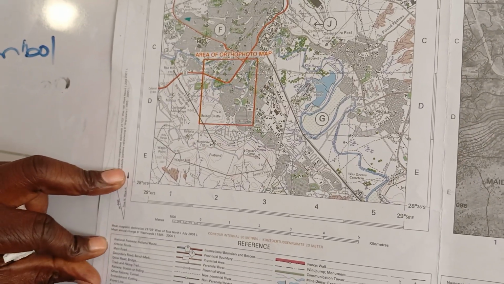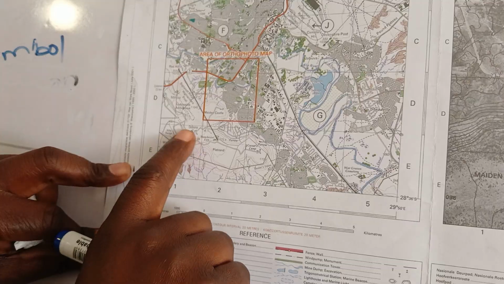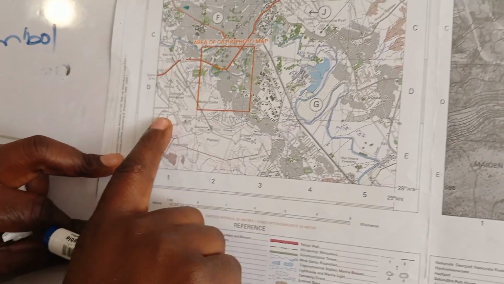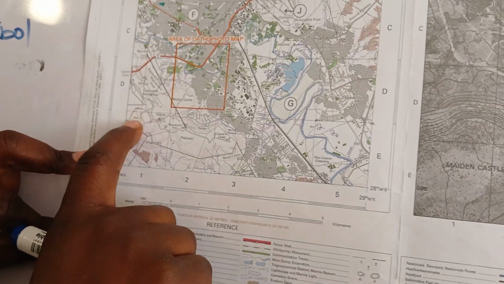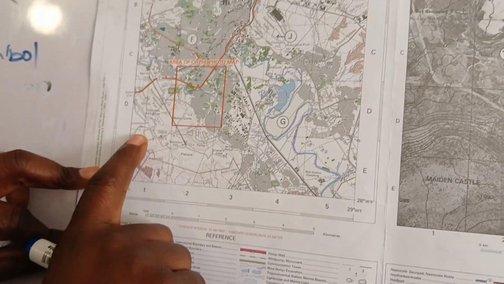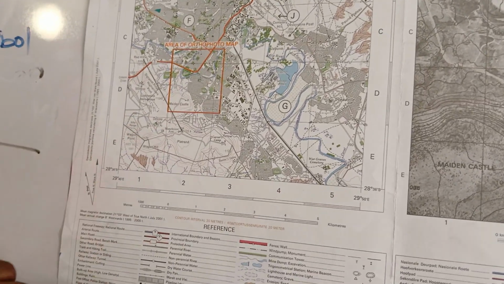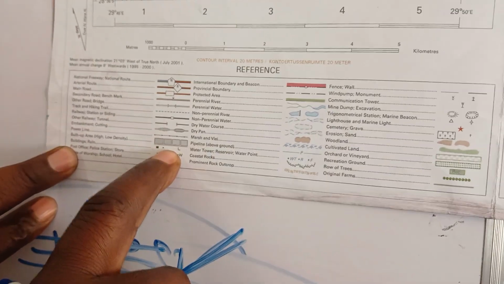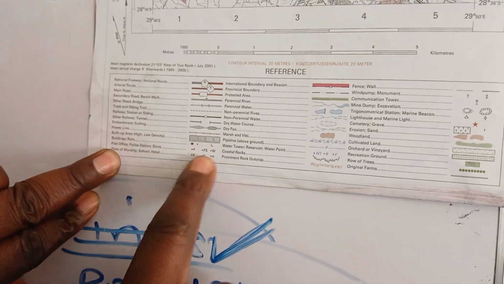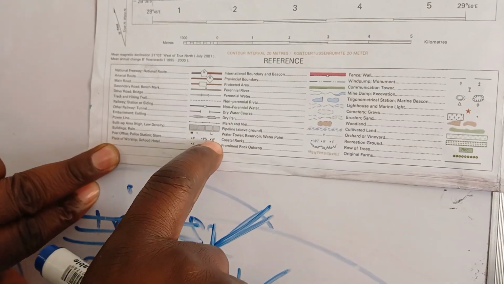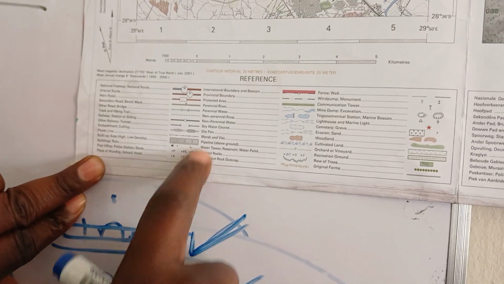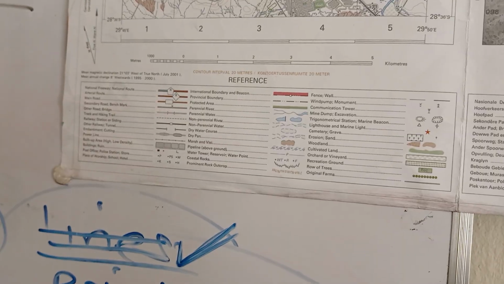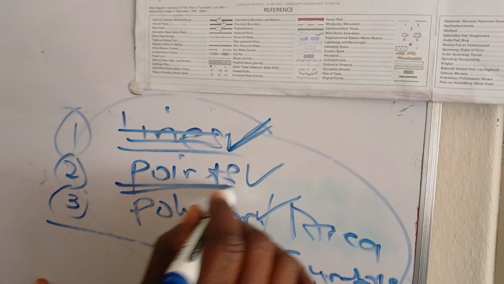We also have buildings. You can see the one with that bold cube on the map there. Here, there are the buildings, the ruins. You can also have the post office, the police station, the store. You can have the place of worship. All these are examples of point symbols that you find on a topographical map.